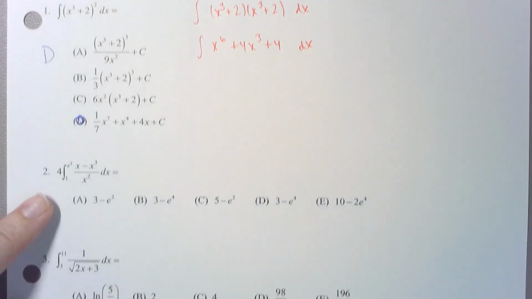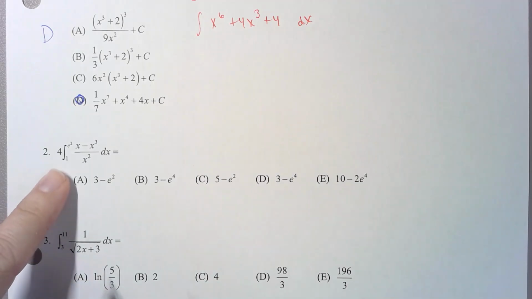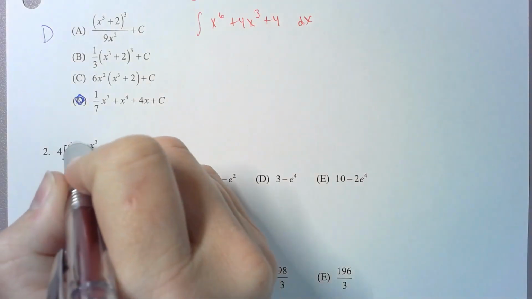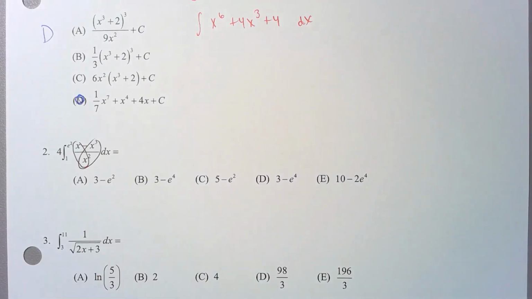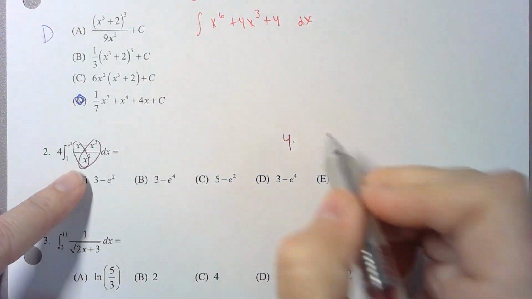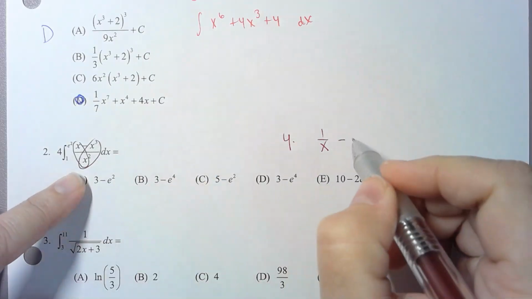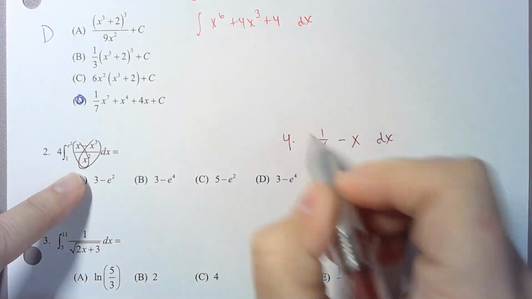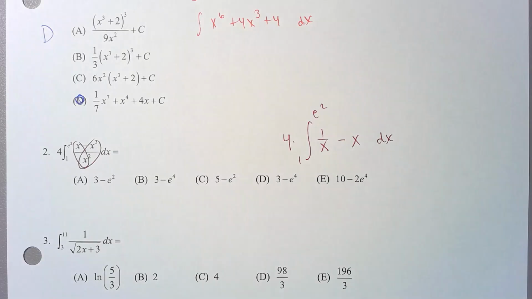All right, number 2, don't lose that 4 out in front. That would be easy to do. But just like number 1, can you simplify? And absolutely, it's a big deal. We can't have quotients or products, so we have to get rid of them. So I have a 4, I'll leave that there, and then I have 1 over x minus x. We're going from 1 to e squared, which is kind of a funny looking one, isn't it?